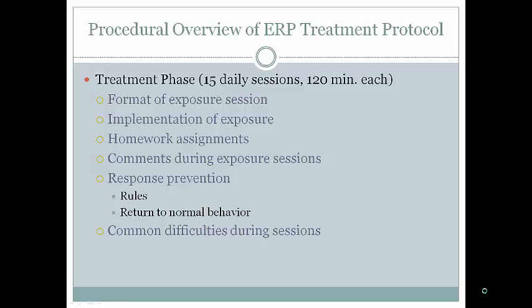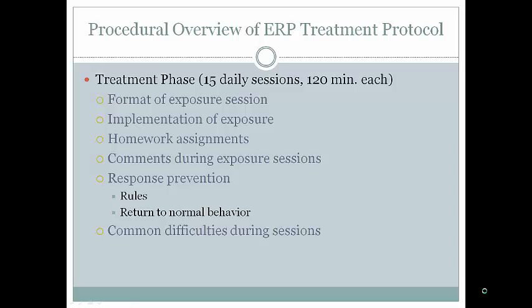And so the treatment phase is usually done over a shorter period of time. So rather than once a week, you're meeting multiple times a week for 2 hours. So you want to determine how you're going to format this for your client and what works in their schedule. You're going to explain to them what they should expect, how the exposures will be implemented, and that there are going to be homework assignments where they have to continue these exposures between meetings.